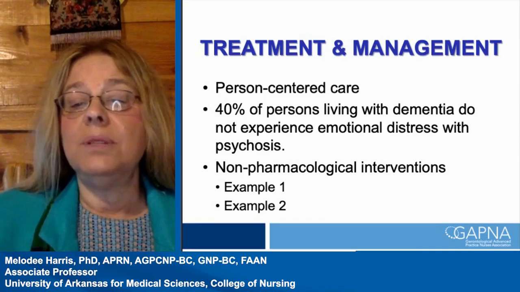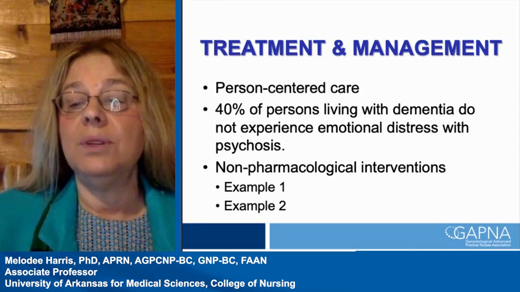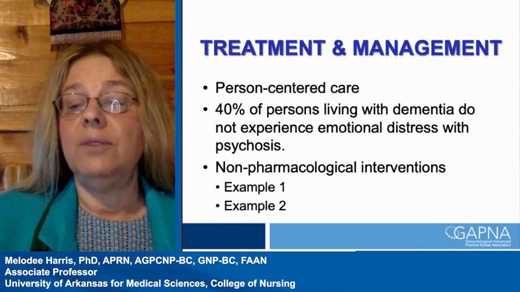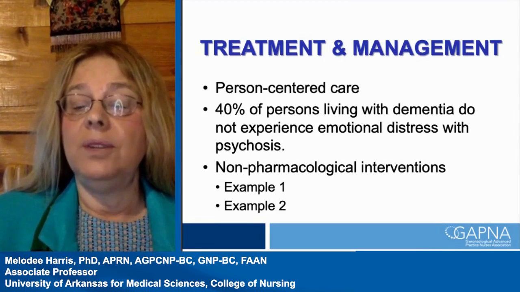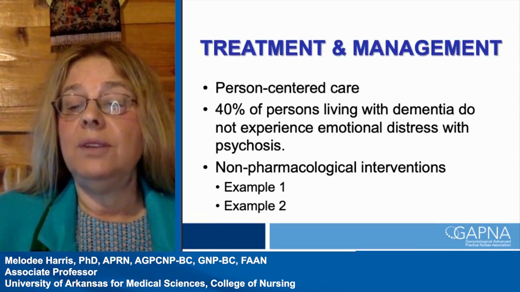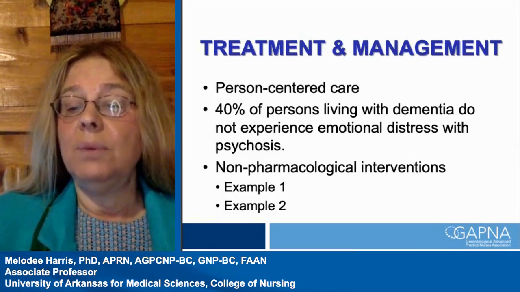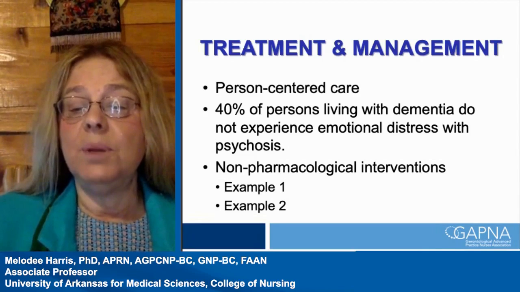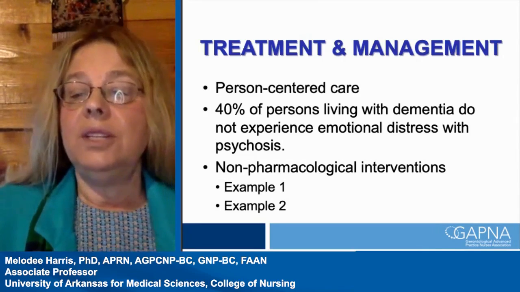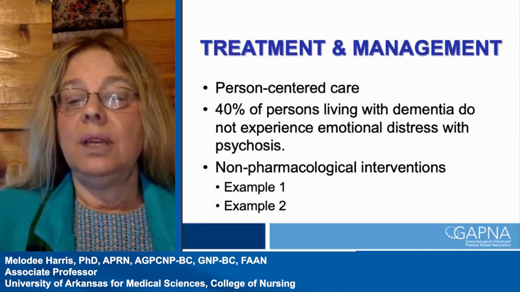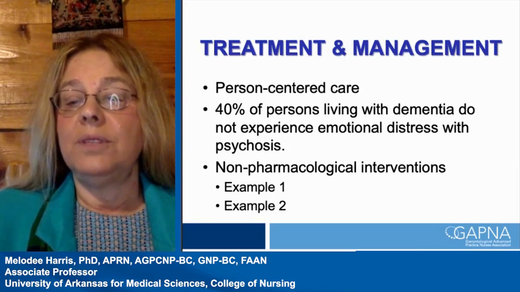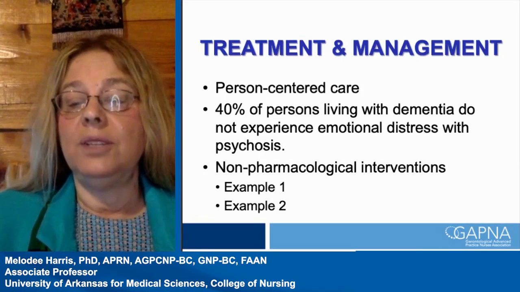About 40% of persons living with dementia do not experience emotional distress with hallucinations and delusions and respond well to non-pharmacological interventions. Non-pharmacological interventions should be considered before pharmacological interventions. Non-pharmacological interventions are those that do not involve drugs or medications of any type, including oral, over-the-counter, and herbal remedies, and are psychosocial, spiritual in nature. Agitation, aggression, disruption, shadowing, and repetitive behaviors can be improved with the use of non-pharmacological interventions.